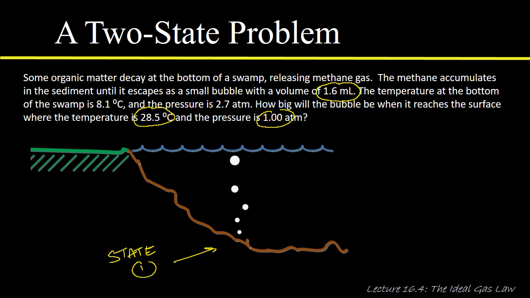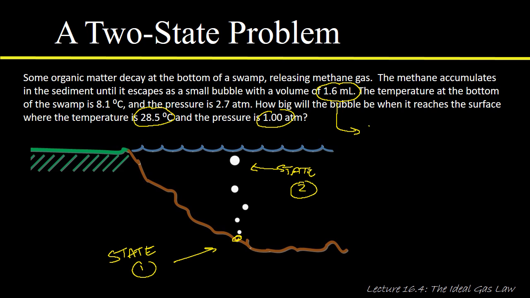State 1 describes the bubble right here when it was released, and state 2 describes the bubble as it reaches the surface. Okay. We've got some, but not all, of the variables for all of these. In the next slide, we're going to identify state 1 variables and state 2 variables. But before we do that, we've said before we need to take account of units.